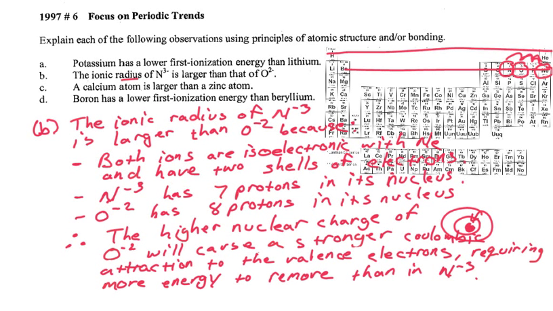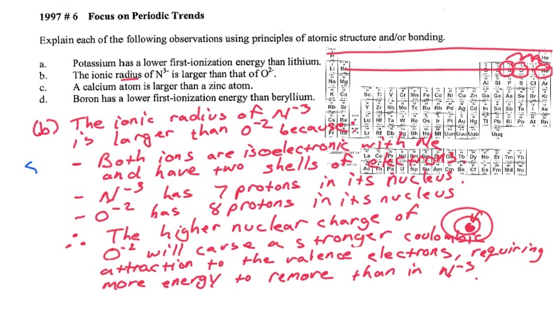Alright, so let's look at my argument. You remember our goals here are to A, answer the question, B, mention subatomic particles, protons, electrons, neutrons, specific numbers of particles, and then to come to a conclusion based on that evidence. So let's see, the ionic radius of N3- is larger than O2- because both ions are isoelectronic with neon and have 2 shells of electrons.